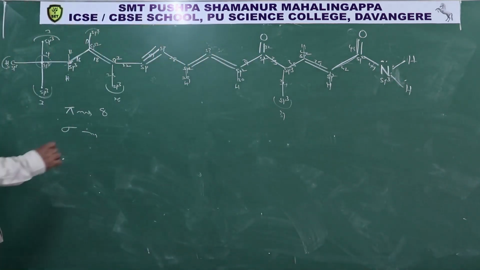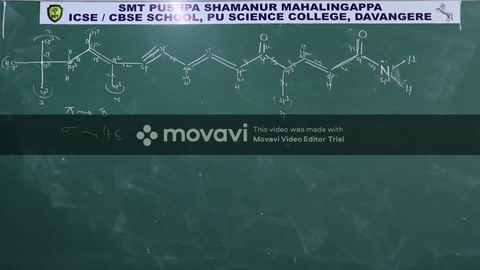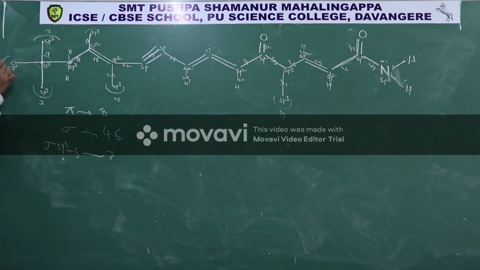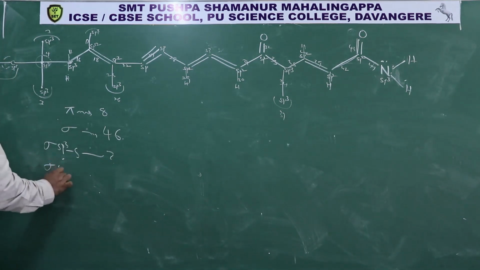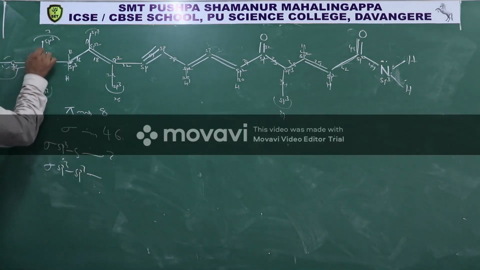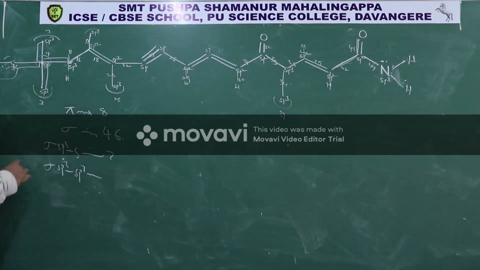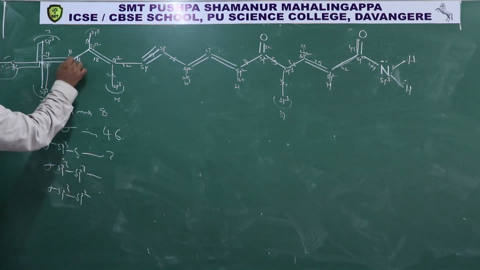So total number of sigma bonds 46. Now the question is sigma sp3-s, how many? It means sp3 overlapping with the s orbital of hydrogen. Then sigma sp3-sp3, this is sp3-sp3, sp3-sp3, sp3-sp3, sp3-sp3, like that how many? Sigma sp3-sp2 how many? This is sp3-sp2.